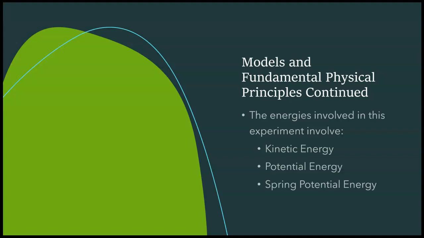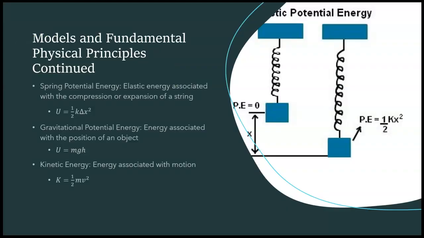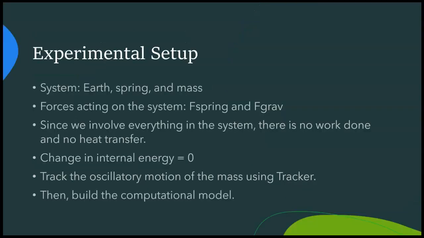In this experiment, we'll be studying 3 different kinds of energy: kinetic energy, gravitational potential energy, and spring potential energy. Spring potential energy is the elastic energy associated with the compression and expansion of a spring, and it's indicated by U equals 1/2 k delta x squared, where k is the spring coefficient, and delta x is the difference between the relaxed and the stretched length. The gravitational potential energy is the energy associated with the position of an object, which is U equals mgh, and kinetic energy is the energy associated with motion, which can be quantified as kinetic energy equals 1/2 mv squared.